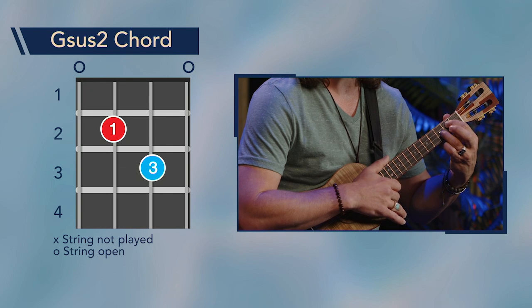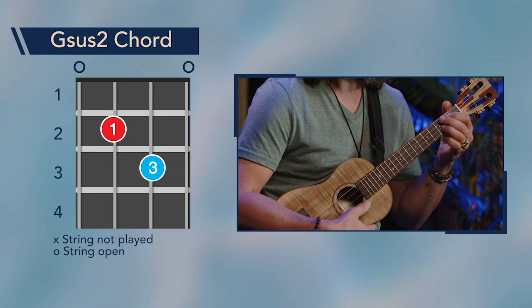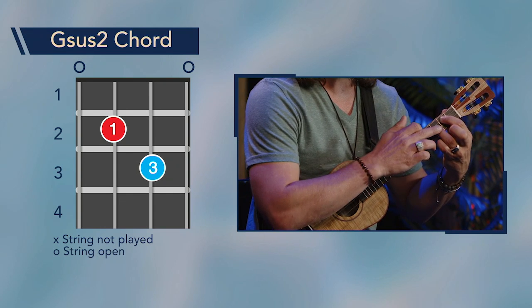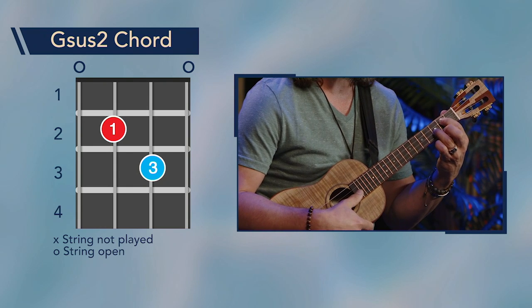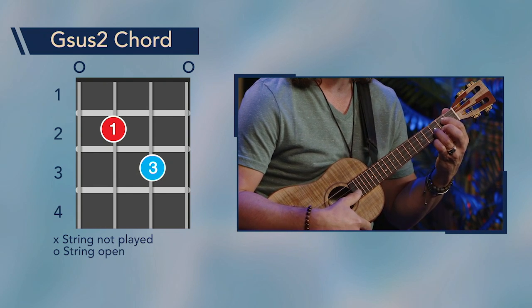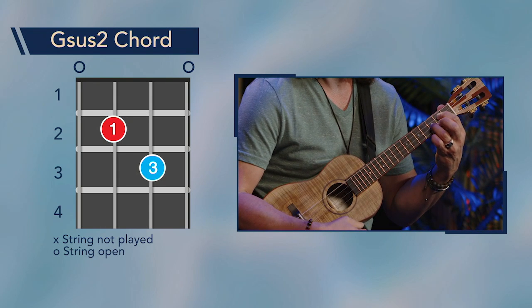Now string 1 is open and should sound like this. If you notice that your first string is dead, it's probably because your ring finger is interfering with the first string. Make sure your ring finger is curved and only on string 2. It should not be touching string 1. G sus2.